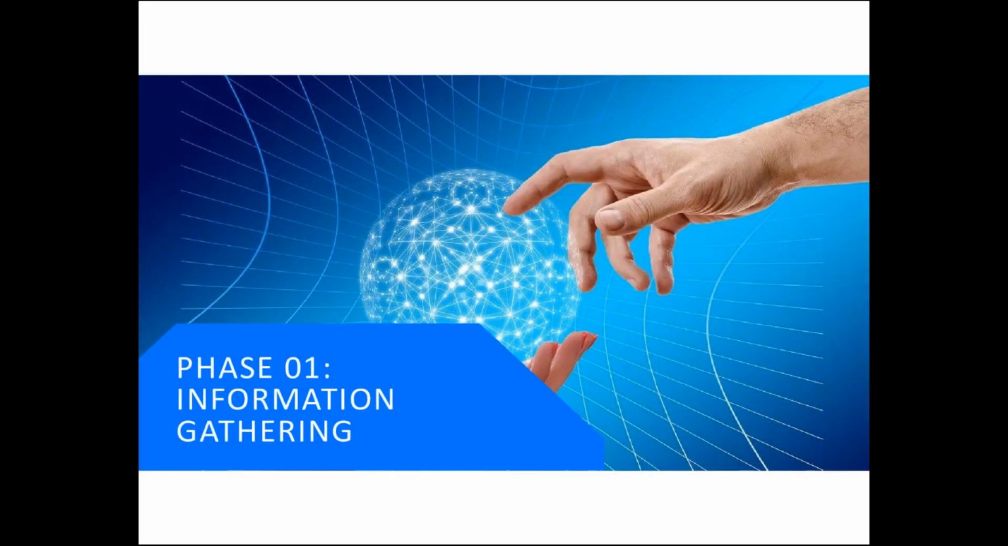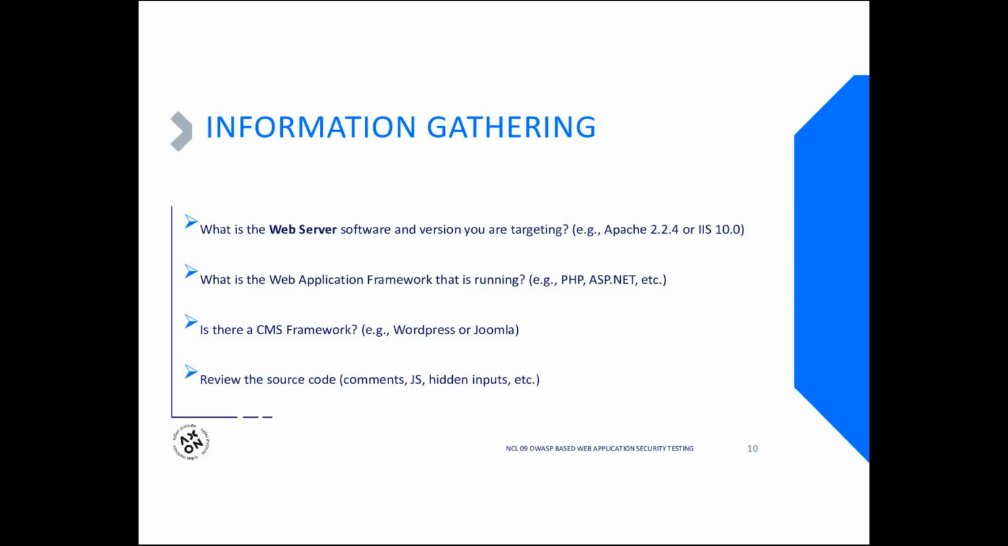So let's talk about information gathering. This is the most basic and most important phase in any penetration testing, whether it's web application, mobile application, or even network penetration testing. In this phase, you have to know what web server is being used, the software, the version. Is it Apache 2.2.4 or 2.2.2? Is it IIS? Is it Nginx? So you have to profile the web server and its version.